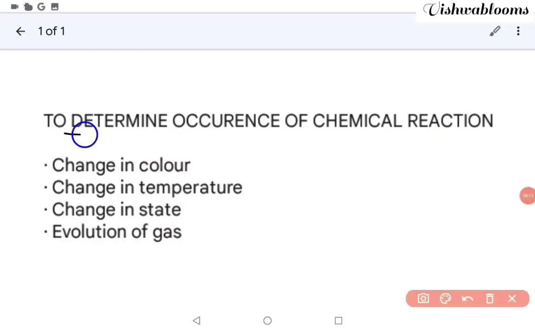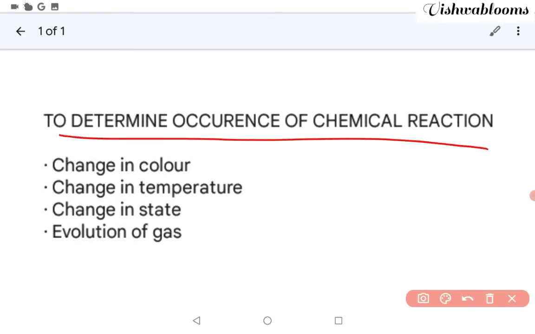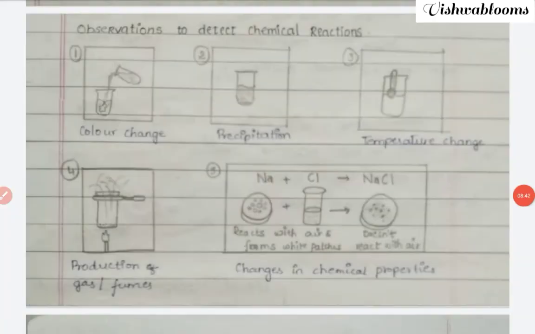So to determine the occurrence of a chemical reaction, what are the major things you have to keep in mind? Change in color. When there is a change in color, there would be an occurrence of a chemical reaction. Change in temperature, change in state, and evolution of gas. So these are some of the ways in which you can know that a chemical reaction has occurred or taken place. You can just have the gist of that here.